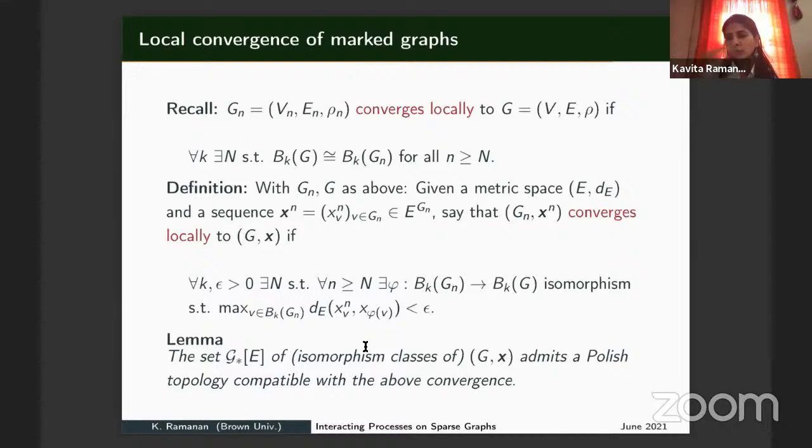And of course, whenever we're talking about this local convergence, we're only talking about isomorphism classes. So these G star will be the isomorphism classes of these rooted graphs. And when I write G star with something in brackets, it tells me where the marks are taking place. So this G star of E will be isomorphism classes of the marked graphs. Okay, and again, they admit a nice Polish topology, so we can talk about all random things in the usual way, so random elements of these.